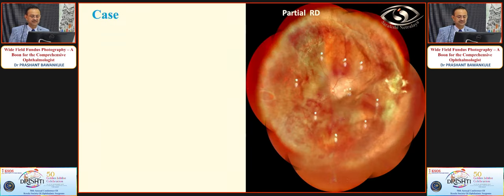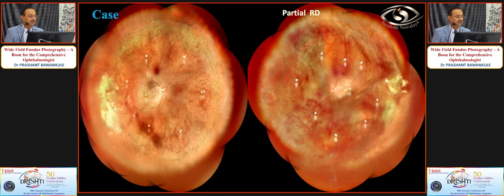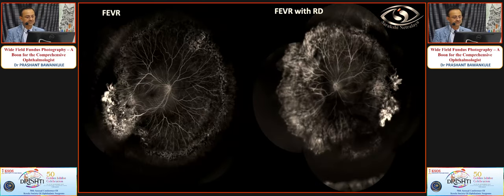Now look at another case. This is a patient who was diagnosed to have retinal detachment. I thought I am seeing some fibrous tissue over here. When I looked at the peripheral fundus of the other eye, which was asymptomatic, I saw some fibrous tissue. I was not ready to accept the diagnosis of simple detachment. And when we did a wide field angiogram, you can see a FEVR in both the eyes.